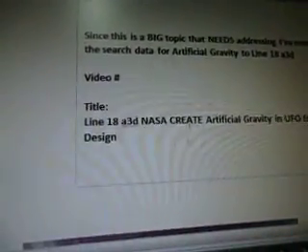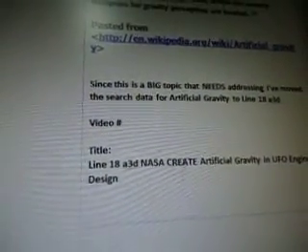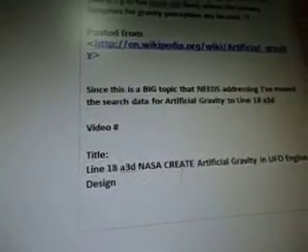So, if you want to take a look at the next video, line 18A 3D, NASA create artificial gravity UFO engine design. I think I've changed that title too. This is from 1969. This is what NASA was thinking about doing for an artificial gravity space station. This is an artist concept that they drew. I thought that was kind of cool. So that's the end of that video, and we're going to go on to the next one.